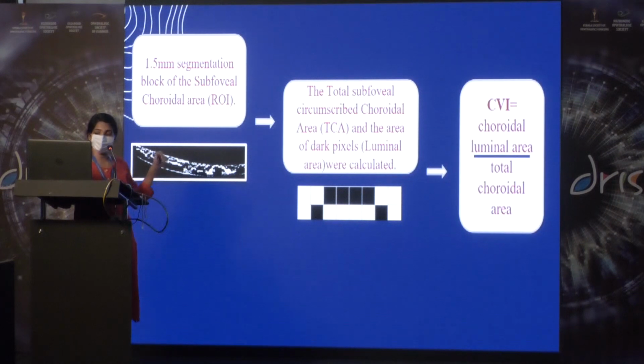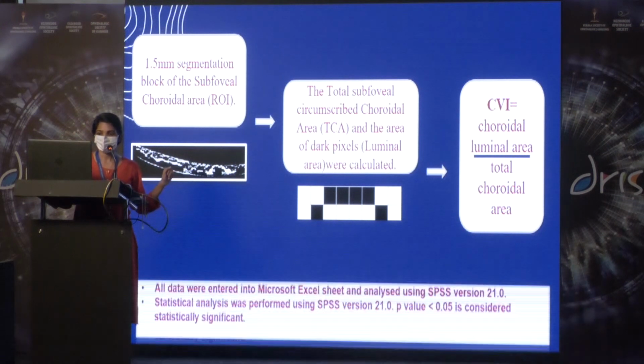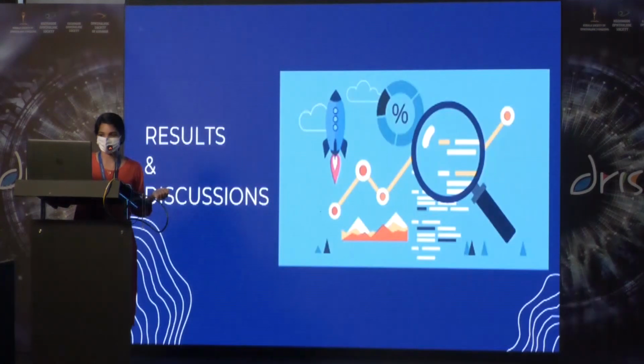Then the ratio between the choroidal luminal area and the total subfoveal choroidal area was calculated as the choroidal vascularity index. These data were entered, and the statistical analysis was done, and a p-value of less than 0.05 was considered statistically significant.